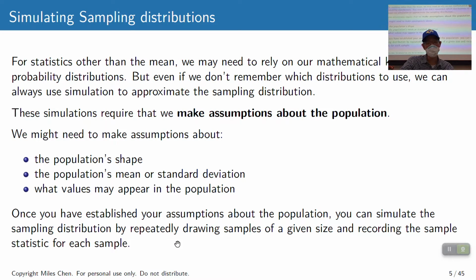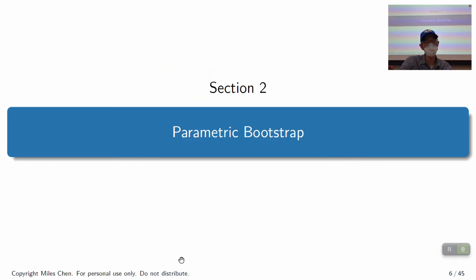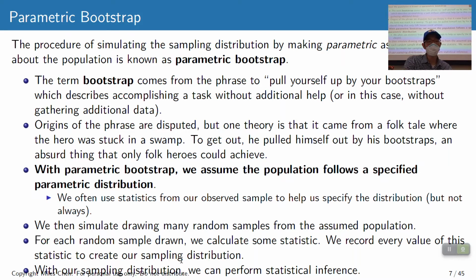we can run a simulation to figure out what our sampling distribution will look like. We're going to do this by drawing a random sample from the population, and we're going to repeat this over and over again. Every time we draw a random sample, we record whatever sample statistic we're looking for. So let's do parametric bootstrap.